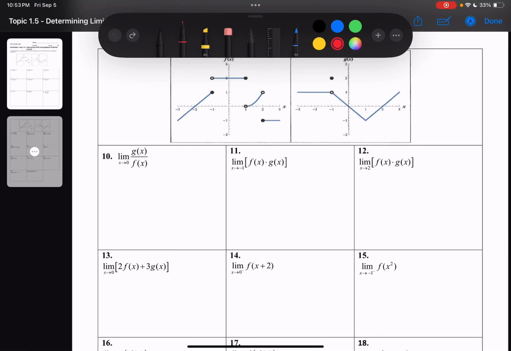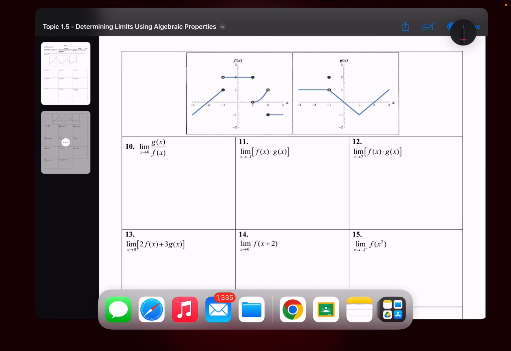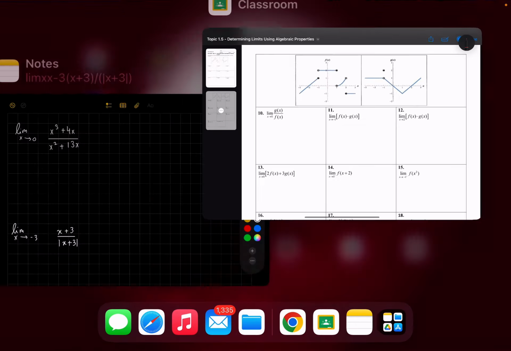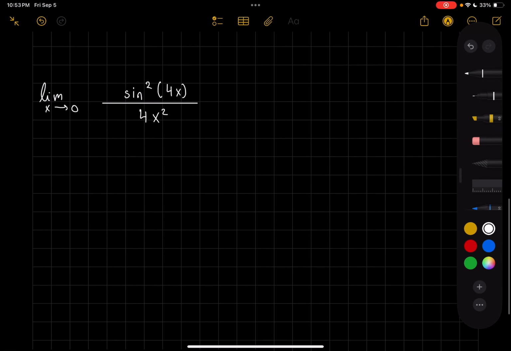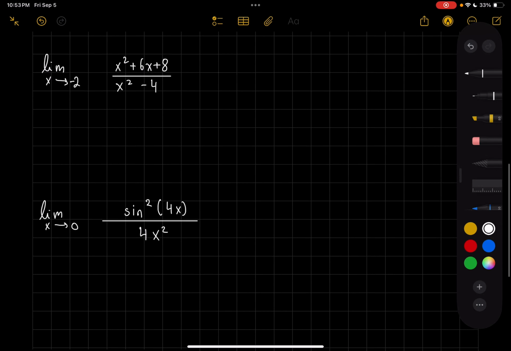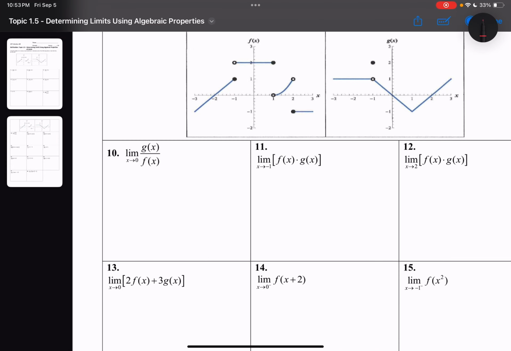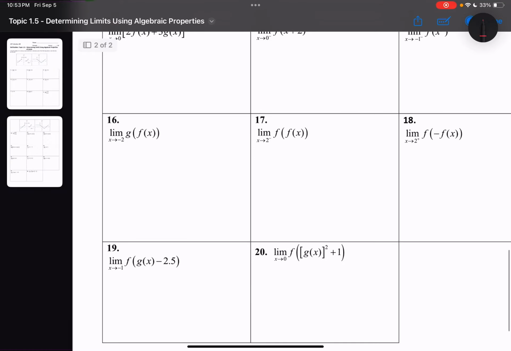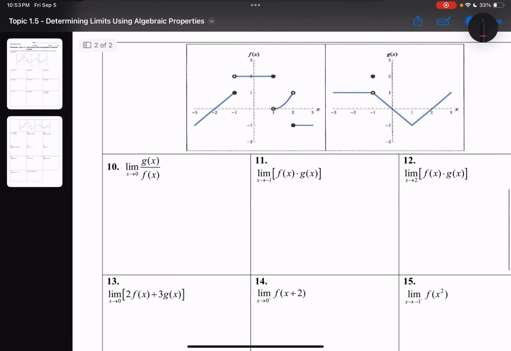So in this video, we're going to be revising a little bit about topic 1.5, determining limits using algebraic properties. After we're done doing some of the problems in this worksheet, not all of them, we're gonna go to these 4 limit exercises. So let's get started. Okay. So we're going to cherry pick some of the hardest questions over here. We're going to choose some of them. So we're going to start with number 12.